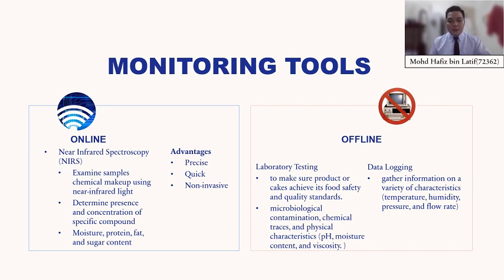For the offline monitoring tool, we have chosen two methods, which are laboratory testing and data logging. For the laboratory testing, we have chosen this tool to make sure our product or cake achieves its food safety and quality standard. During the test, the microbiological contamination, chemical traces, and physical characteristics are tested for, such as the pH, the moisture content, and viscosity.